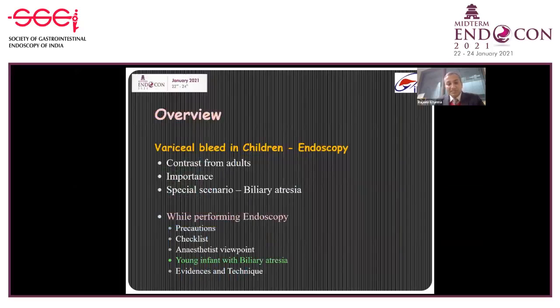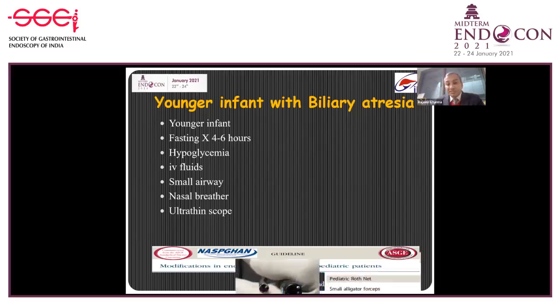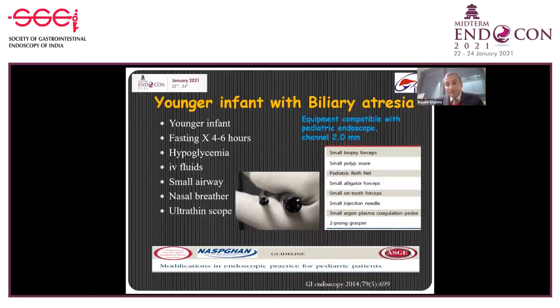with biliary atresia presents with variceal bleed. In a younger infant, we should be more careful about fasting, whether the patient is having hypoglycemia, how much IV fluid he is getting. The patient is prone to have a small airway and a difficult airway, and he is a nasal breather, and the ultra-thin scope is indicated in these infants.